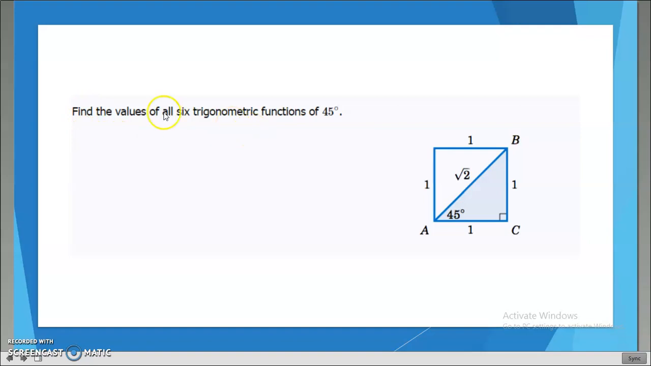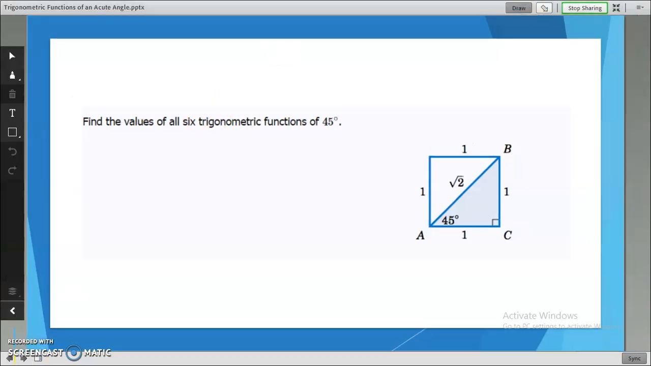All right, so let's do an example. It says find the values of all 6 trigonometric functions for 45. So here is my angle 45, and the sides have been given to me. Everything I'm going to ask myself is in reference to this angle. So first we have sine, and I'm just going to say A, I'm not going to say 45. Sine of A.